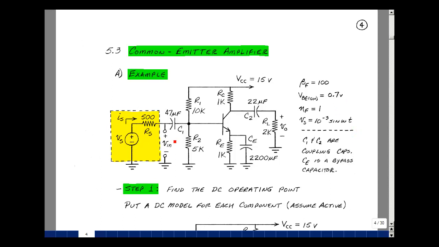We call the capacitors C1 and C2 coupling capacitors. They actually couple the input to the amplifier, and then couple the amplifier to a load. And then this is called a bypass capacitor, and we'll see why in a little bit in the notes.